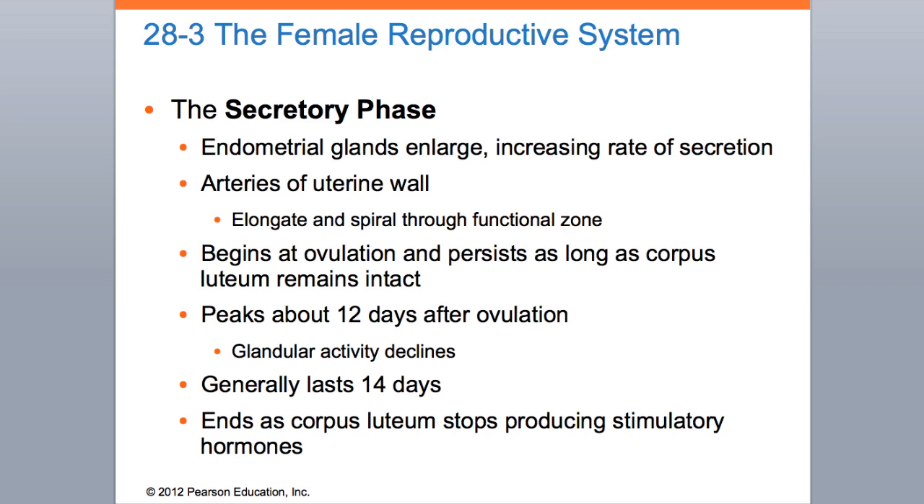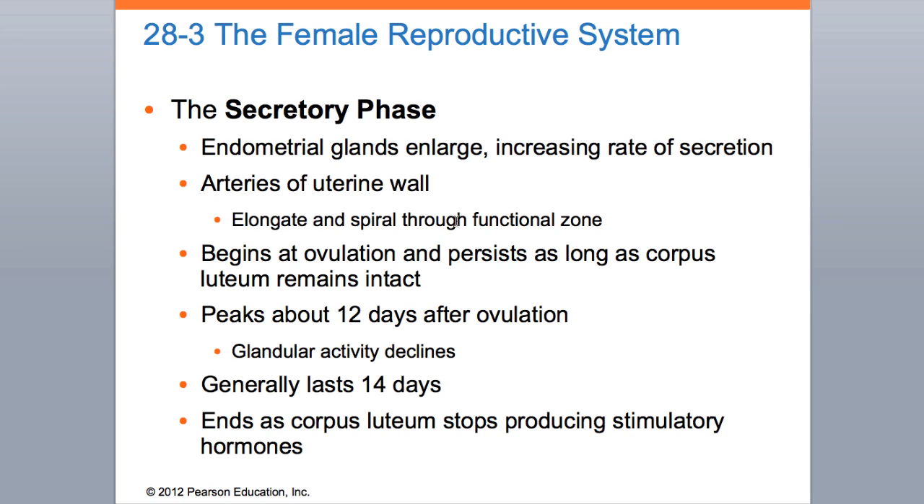This slide is important. So now let's go through this slide. This is the secretory phase happening after ovulation. Look what it says. The endometrial glands will enlarge, increasing their rate of secretion. What is it doing? It's creating elongations and spirals. So why am I elongating and creating a spiral in that wall? Because it's the spiral for which the blood vessels will soak into.